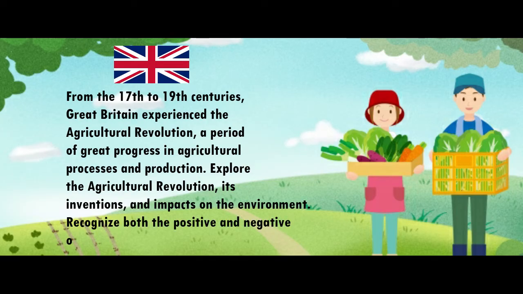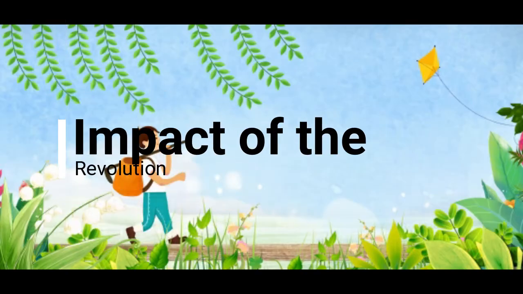From the 17th to 19th centuries, Great Britain experienced the agricultural revolution, a period of great progress in agricultural processes and production. Explore the agricultural revolution, its inventions, and impacts on the environment. Recognize both the positive and negative outcomes of the revolution. The impact of the revolution.